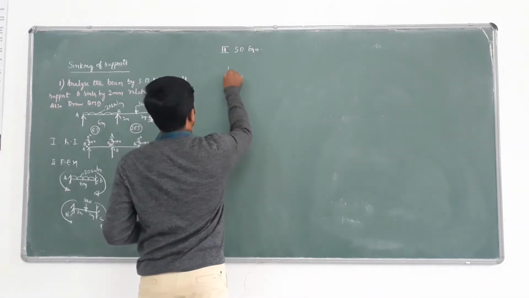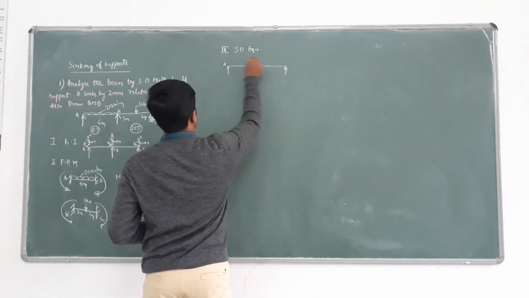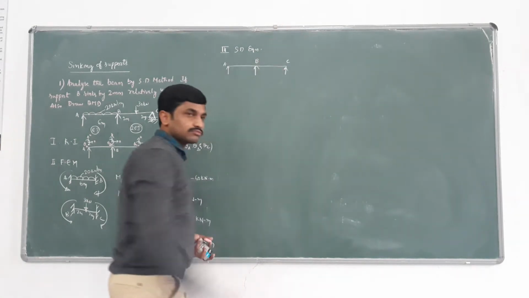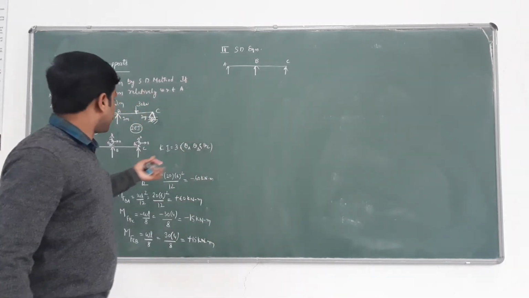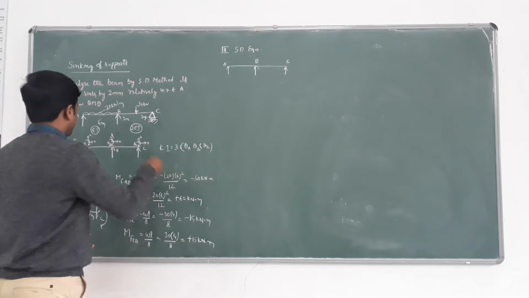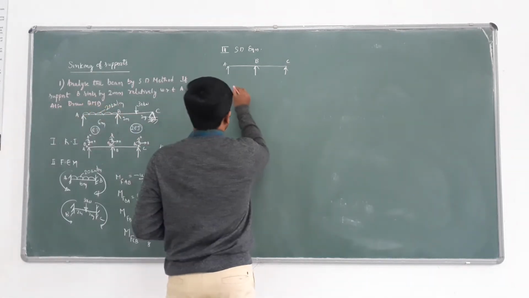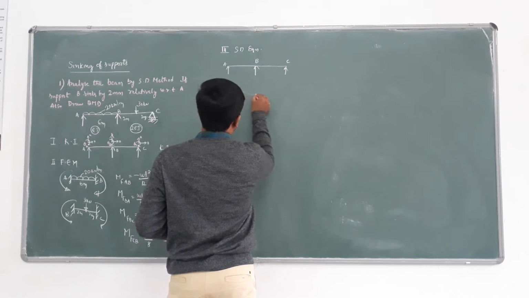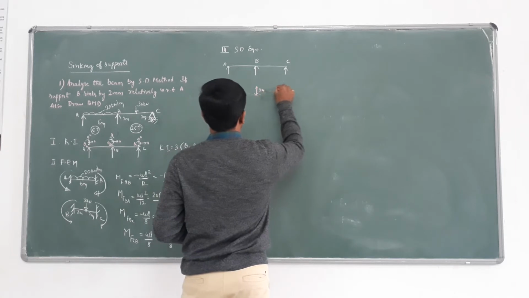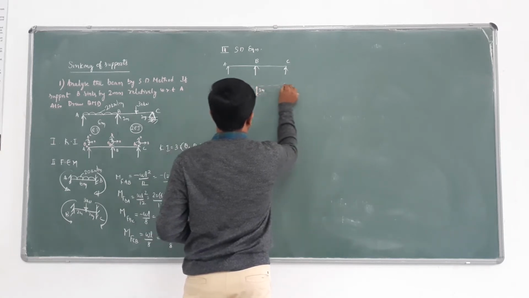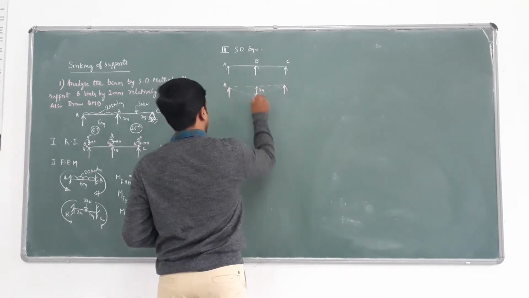Originally the beam is along a straight line A, B, C. This is the original beam. But what is given is that B sinks by 2 mm relatively with respect to A.